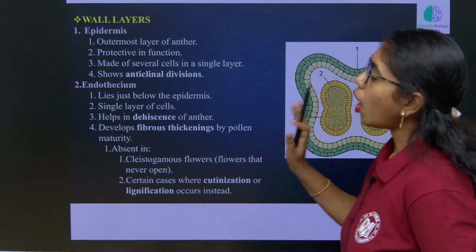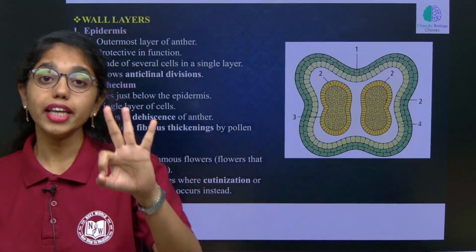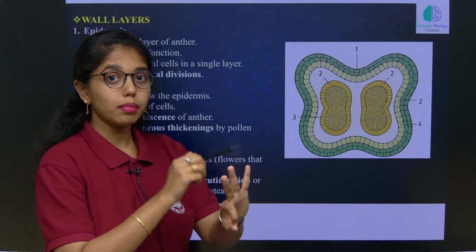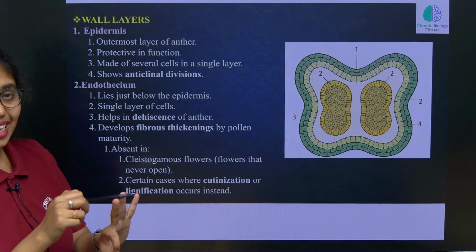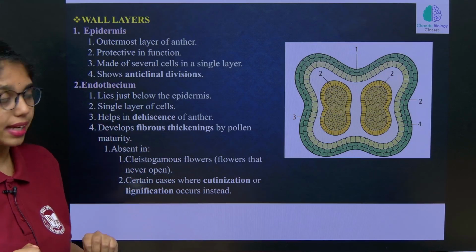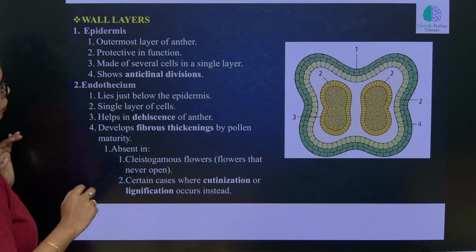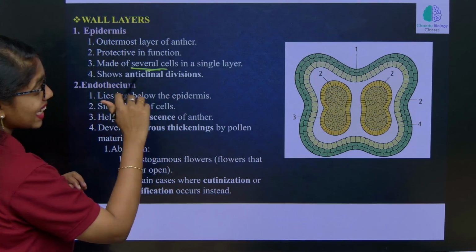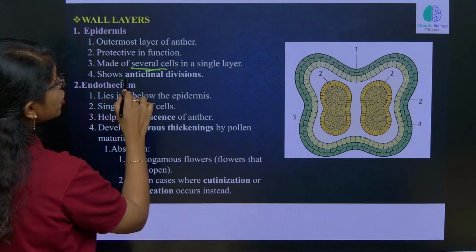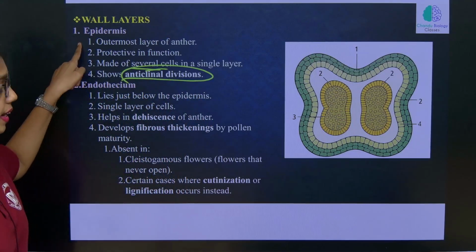The reduced type is wherein the middle layer is totally absent. And then wall layers, if you see, we have wall layers: epidermis, endothecium, middle layers and tapetum. A total of 4 wall layers are present. So epidermis, if you see, is the outermost wall layer made up of several cells in a single layer that shows only anticlinal divisions.